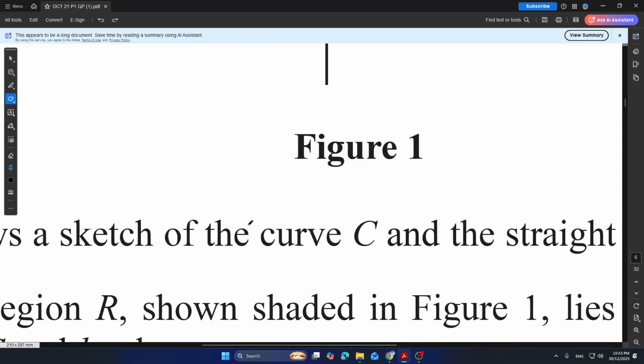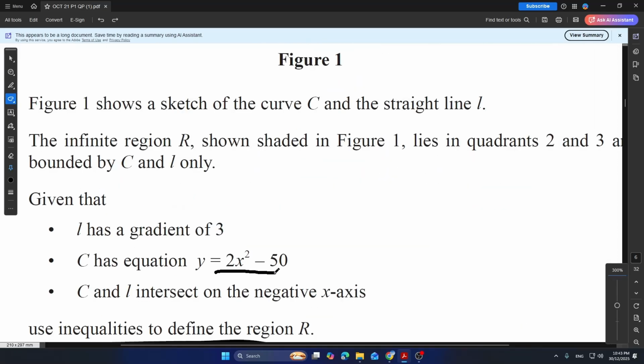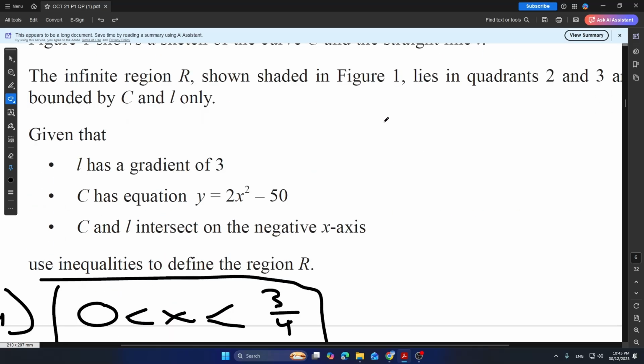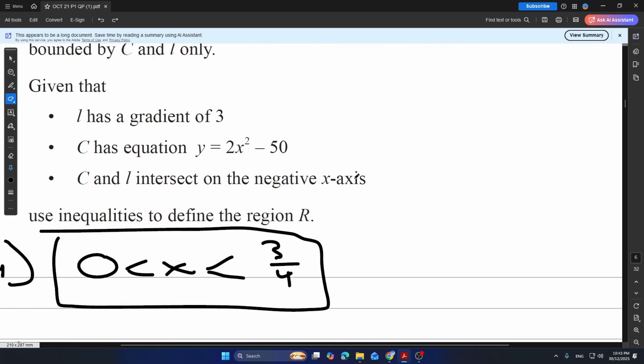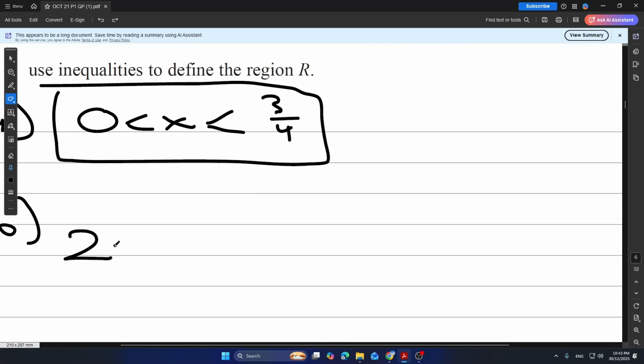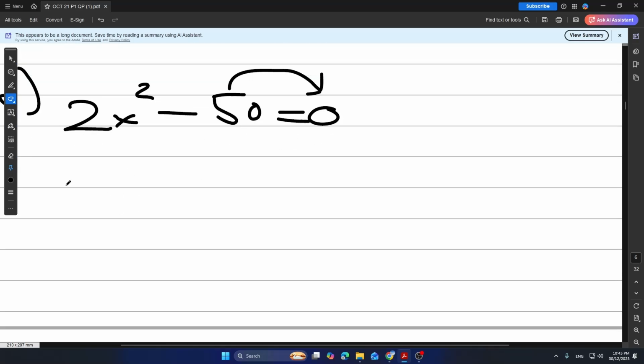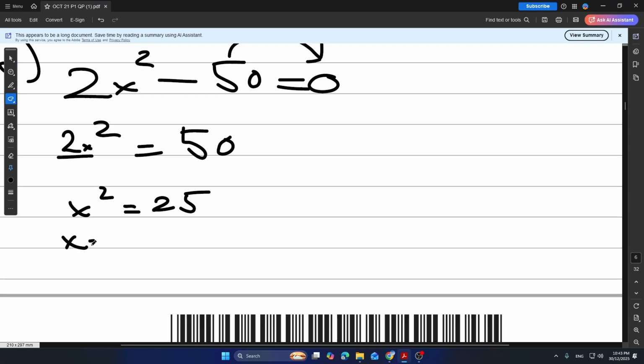The easiest way to do it is to look at our quadratic graph. We know that it touches the x-axis, and if I want to find the x-axis crossing point, we have to make y equal to 0. So 2x squared minus 50 equals 0. I can take the 50 to the other side. It becomes 2x squared equals 50. Then divide both sides by 2: x squared equals 25. So x equals, we root both sides, plus or minus 5.